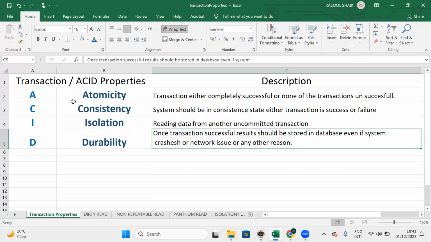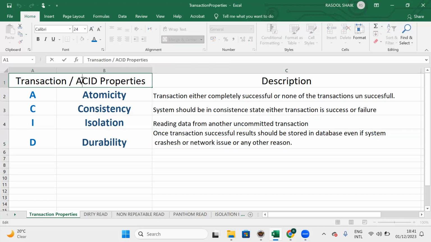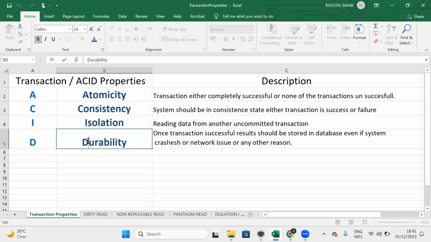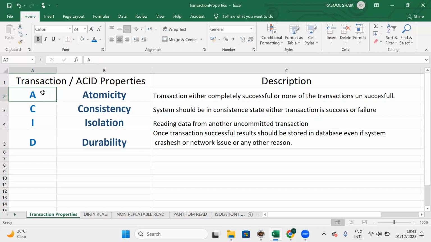So let me explain why we call them ACID properties. We have four types of properties: atomicity, consistency, isolation and durability. If you take the first letter of each property, atomicity starts with A, consistency starts with C, isolation starts with I, durability starts with D. If you take all these first characters, we can call it ACID. That's the reason transaction properties are called ACID properties.